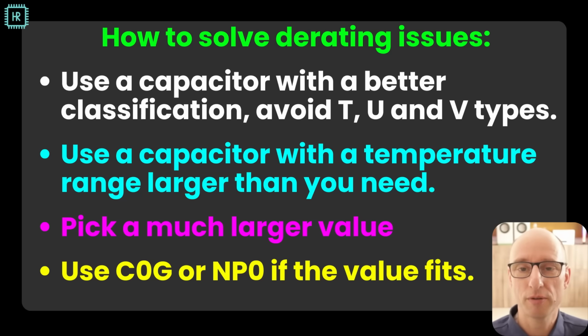So how do you solve temperature derating issues? By the way, derating is the technical term for capacitance reduction due to operating conditions. Well, just pick a more stable class 2 capacitor. You know how to do that now. You could also use a capacitor with a much larger temperature range than you actually need. Or you could pick a much bigger value than you need. So even though the value gets reduced, you still get the capacitance you need.